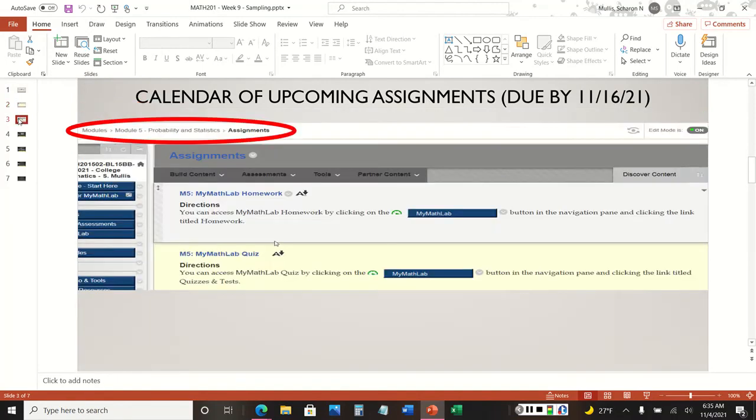The next assignments that would be due would be the Module 4 MyMathLab homework and Module 5 MyMathLab quiz. Again, you go into Blackboard for this course, you go to modules, you go to Module 5, you go to probability and statistics and assignments. Those assignments for Module 5 are due by November 16th.